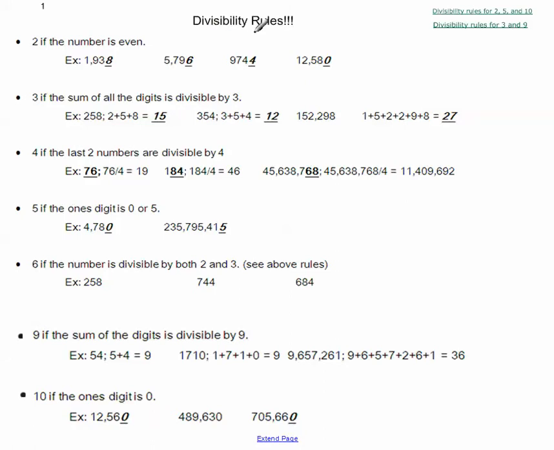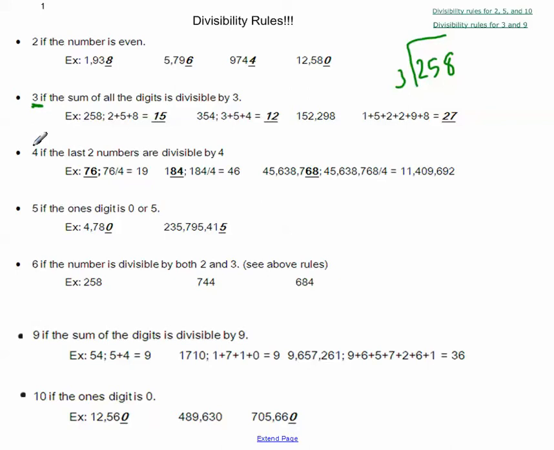Now, why are divisibility rules awesome? Because if I don't know this little trick, then I actually have to do 258 divided by 3, and I don't want to take the time to do that. So remembering my divisibility rules will save me a lot of time.